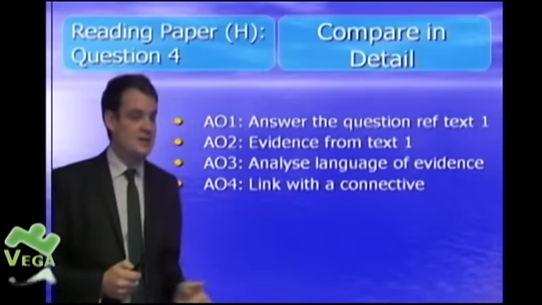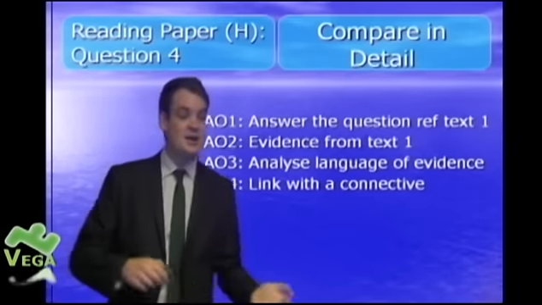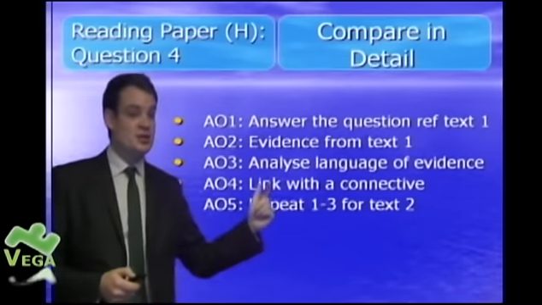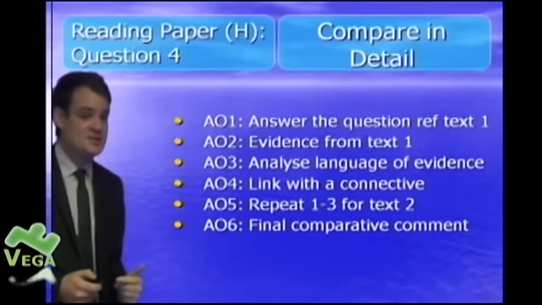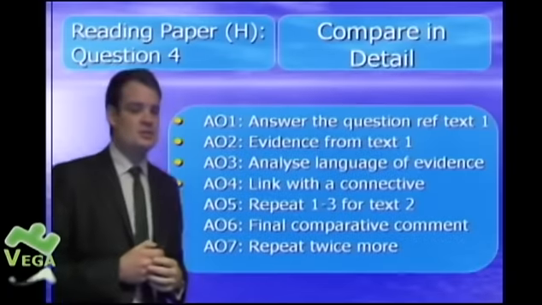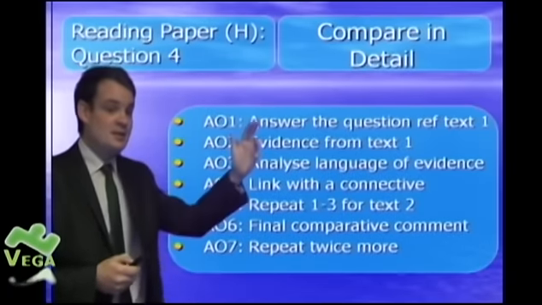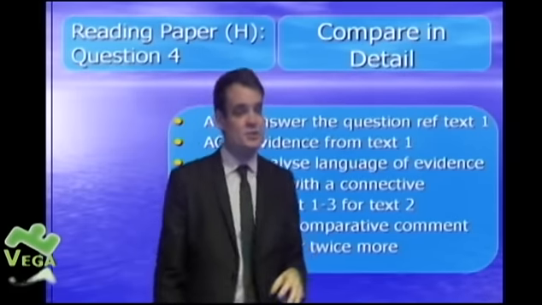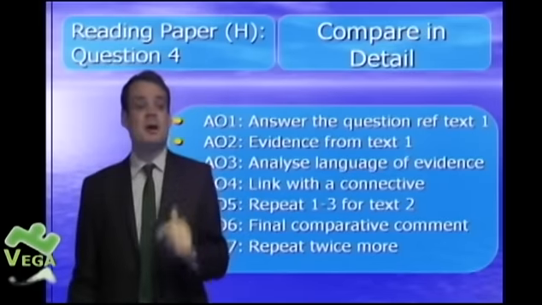AO4, a connective linking to text 2. Similarly, on the other hand, whatever that connective is. AO5, repeat AOs 1 to 3 for text 2. AO6, final comparative comment. That's what each of your 3 paragraphs should look like. You then repeat that process, AOs 1 to 6, twice more. 3 paragraphs, 20 to 25 minutes. It's tough, but it's doable.